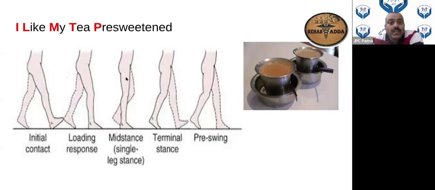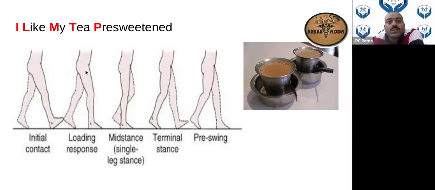Then comes the mid stance. Everything is straightforward, single leg stance. Till the loading response, if you look at the contralateral leg, it is in touch with the ground. Now the other leg is in the air, and this limb is almost straight. Now what is the position of the hip? Hip is in neutral, knee again neutral, which was a little bit of flexion. And now the ankle, the tibia is moving forward, so this is again going into neutral.